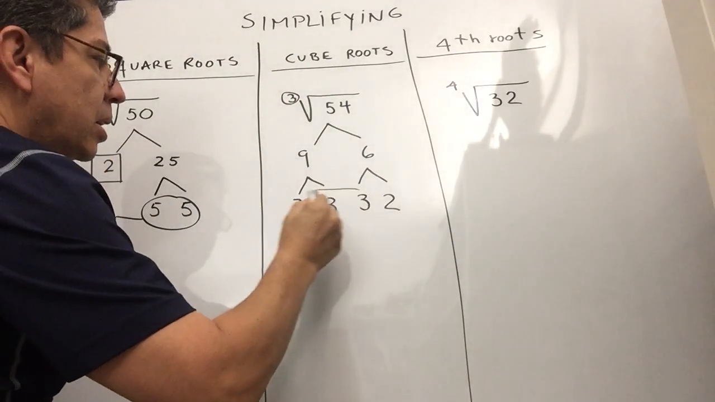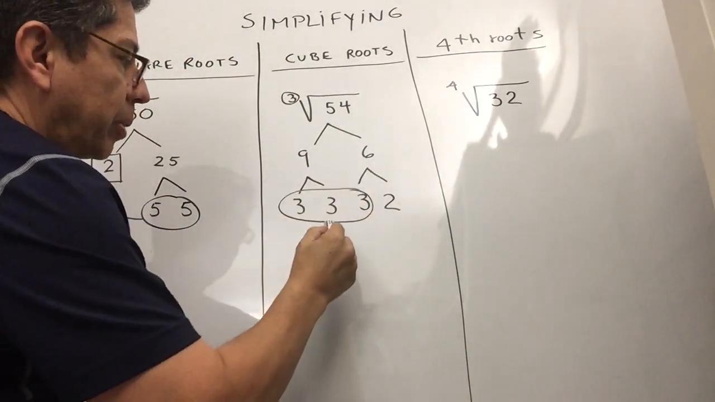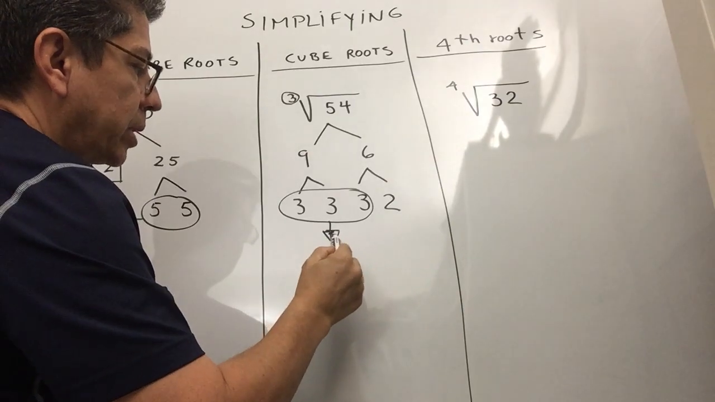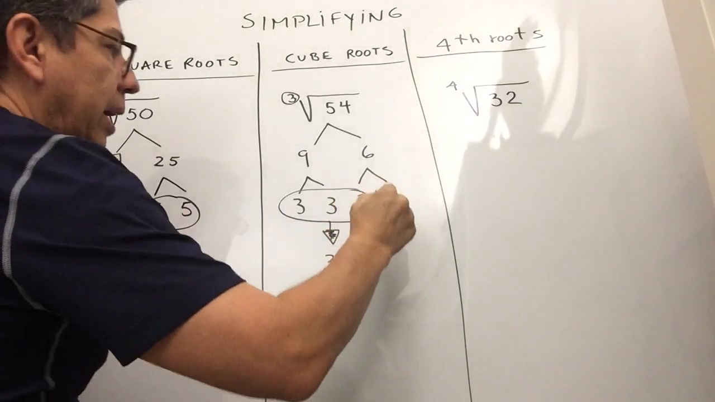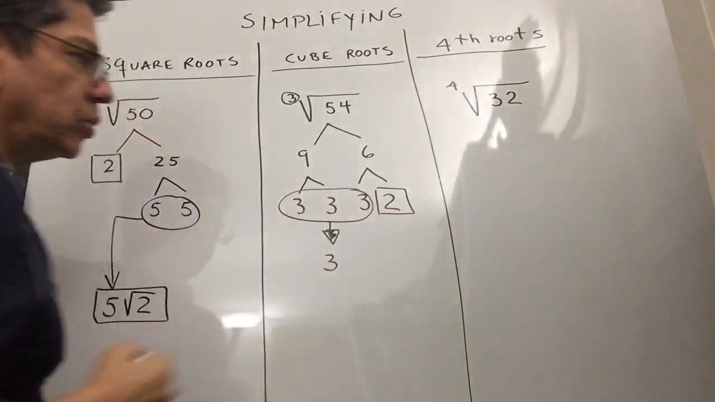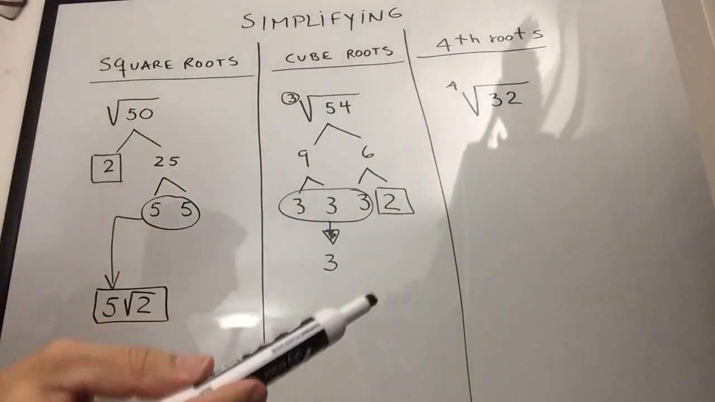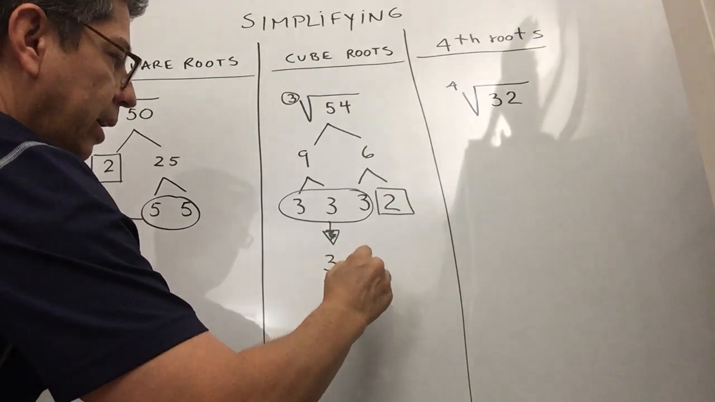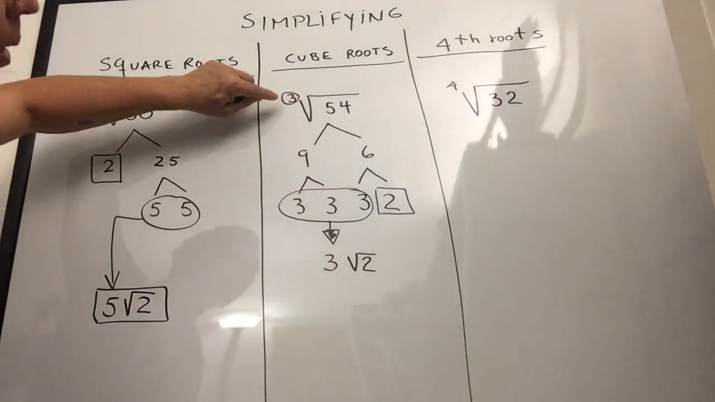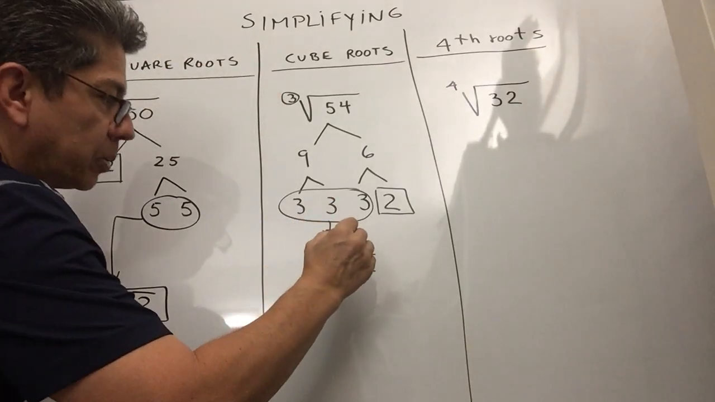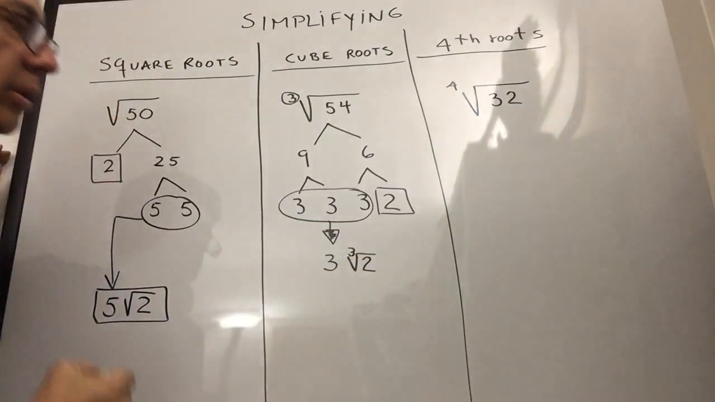So here's a trio. I said pair, I apologize. Here's a group of 3 numbers. He comes down as a single number. This little guy right here, he doesn't have 2 more 2s to make a trio. Therefore, he gets the radical. And it's very important that, since we're working with cube roots, you put the index right here, or else it will be wrong.